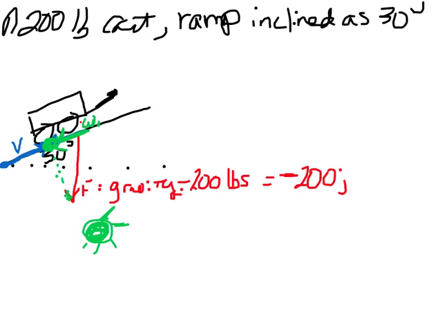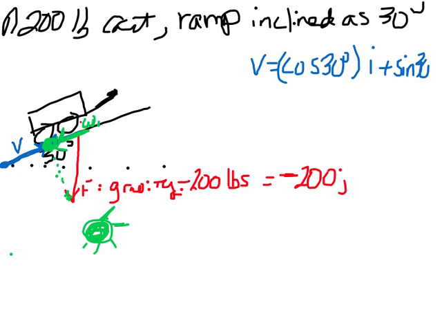So how can I write that? Well, vector v, I'm going to color code this a little to see if it helps. Vector v is acting at a 30-degree angle. So we can represent it as cosine 30 degrees for the x component, and the y component, the j component, would be sine 30 degrees.